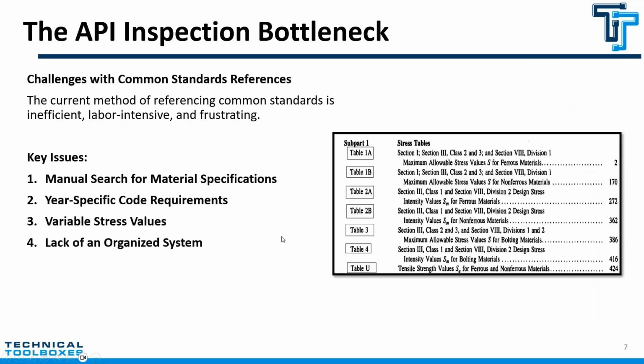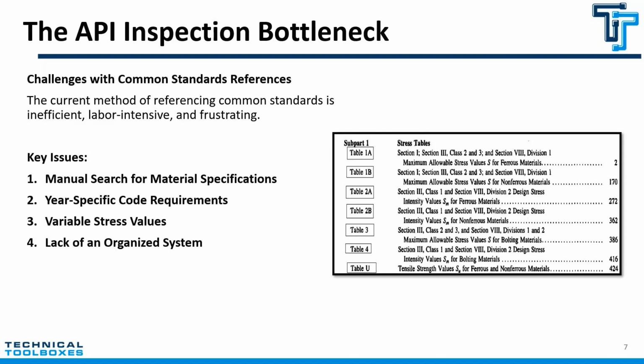All right, so challenges with common standard references. The current method of referencing common standards is inefficient, labor intensive, and frustrating. Manual search for material specifications. For an API 510 report, inspectors must locate material stress values in ASME Section II, Part D, which requires extensive page-by-page searching because they are not in any specific alphanumeric order. Man, how many times I've had to do that for every single vessel and different material that might be used in that vessel.